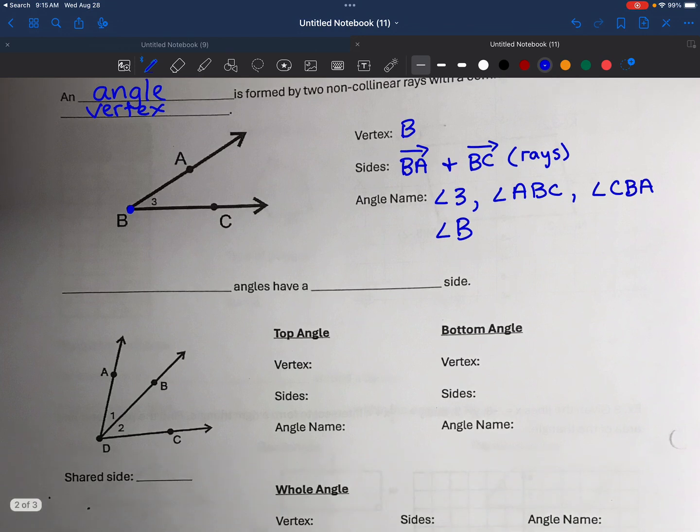Now, this only works on this type of problem. Down here, I cannot use angle D. Can anyone explain why it doesn't work down here? Yes, because point D could be this whole angle. It could be ADB, it could be BDC. So it only works when there's one angle only, not two together. All right, makes sense? Remember, the vertex has to go in the middle.